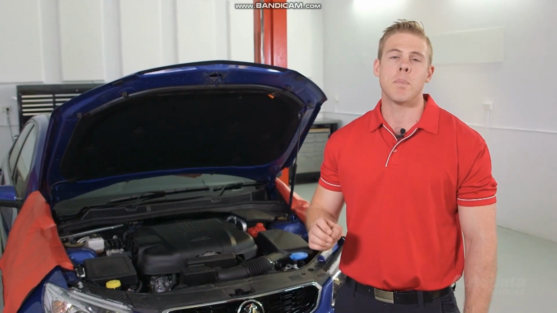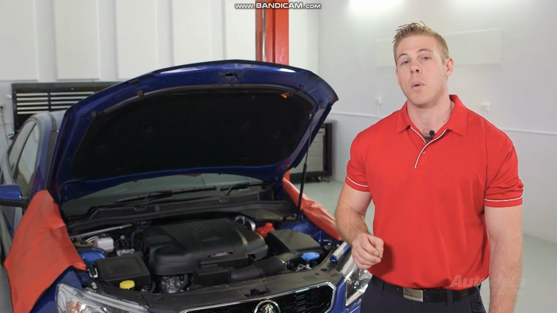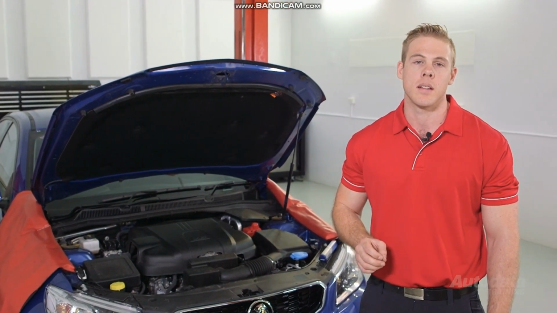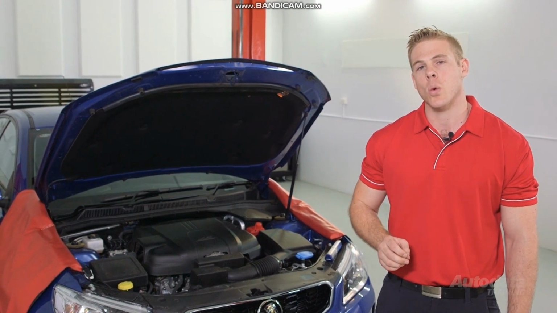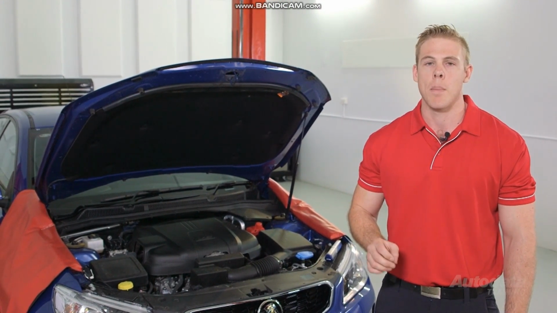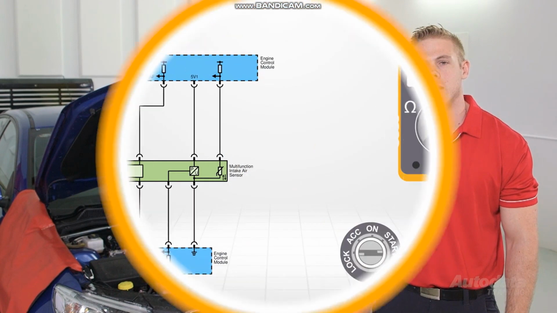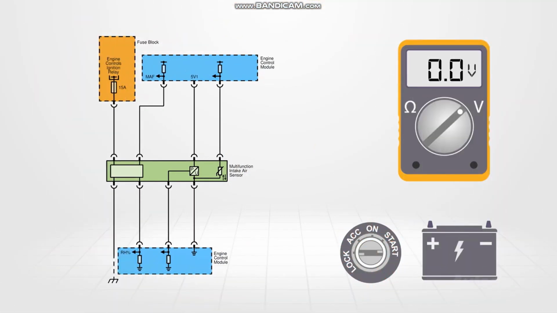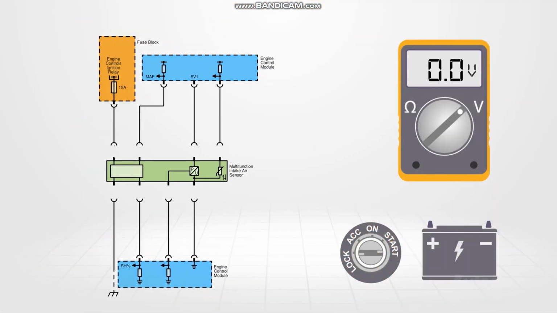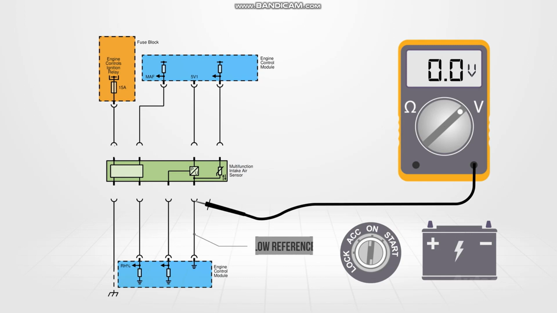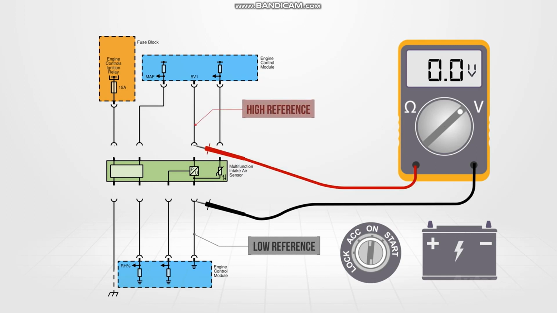This vehicle has a baro sensor designed as part of the multifunction intake air sensor. Other OEMs may choose to install theirs in different locations, but their tests are identical. With the ignition off, disconnect the multifunction intake air sensor. With the ignition back on and the meter set to volts, place the black test lead on the low reference terminal in the harness connector and the red on the high reference terminal. Between 4.8 and 5.2 volts should be displayed.